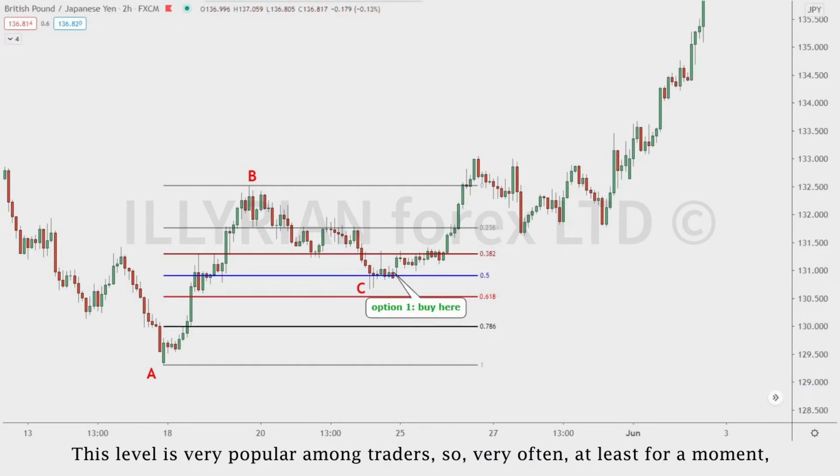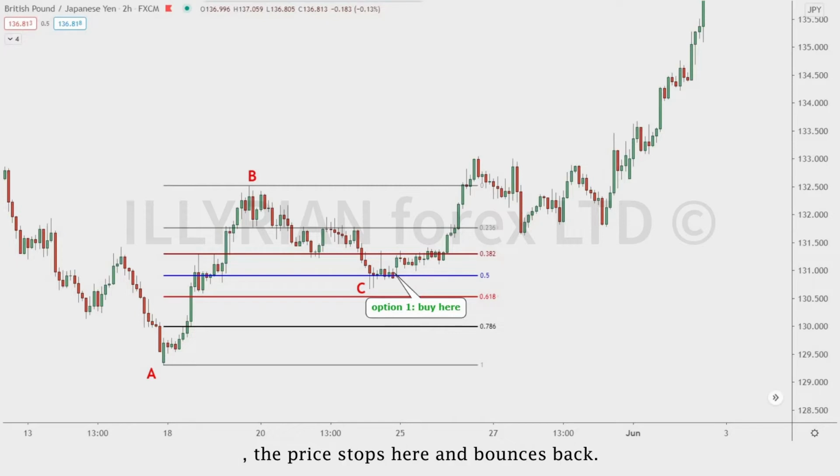This level is very popular among traders, so very often, at least for a moment, the price stops here and bounces back. You can take the same action at 61.8% or 38.2% if you think that the correction ends and there is your point C. Remember, this may not be a bounce to new highs. You do not have the knowledge about it at the time of trading.